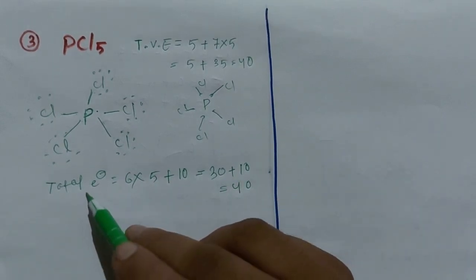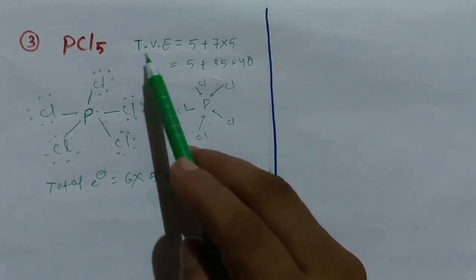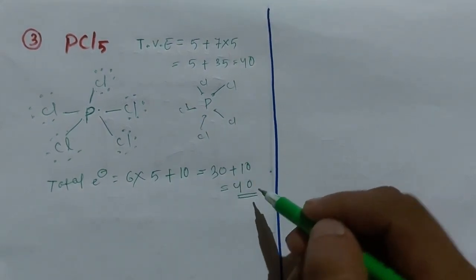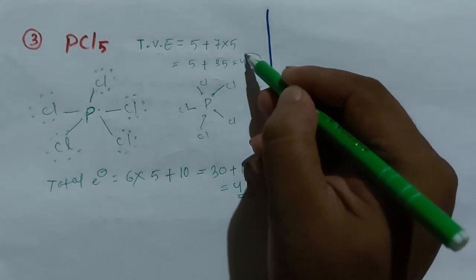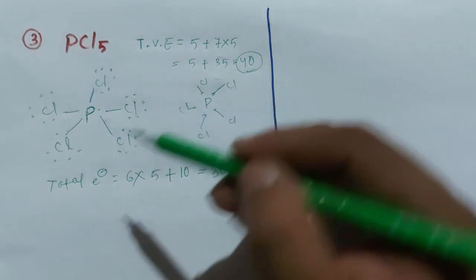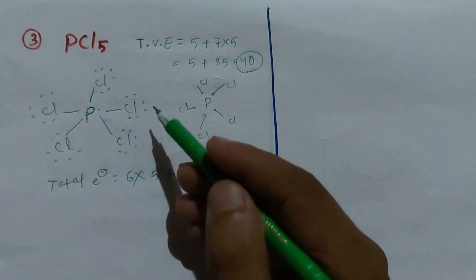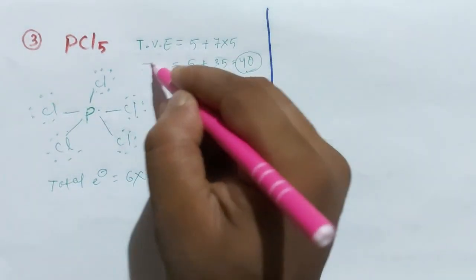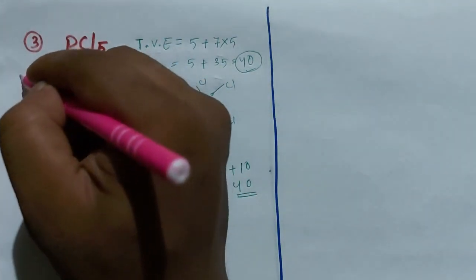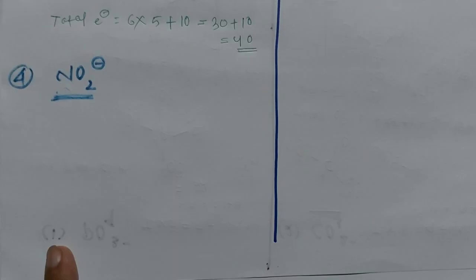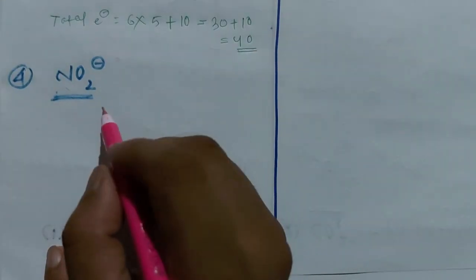So the total electrons, that is 40, is equal to the total valence electrons, which is 40. So when the total valence electrons are equal to the total electrons, that will be the final structure. So this structure is the final Lewis structure of PCl5. Okay. Now we will go for the next one, that is NO2 minus.